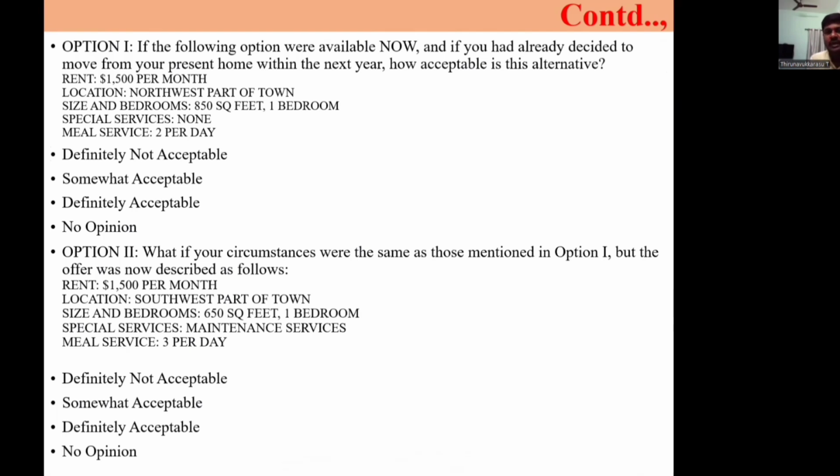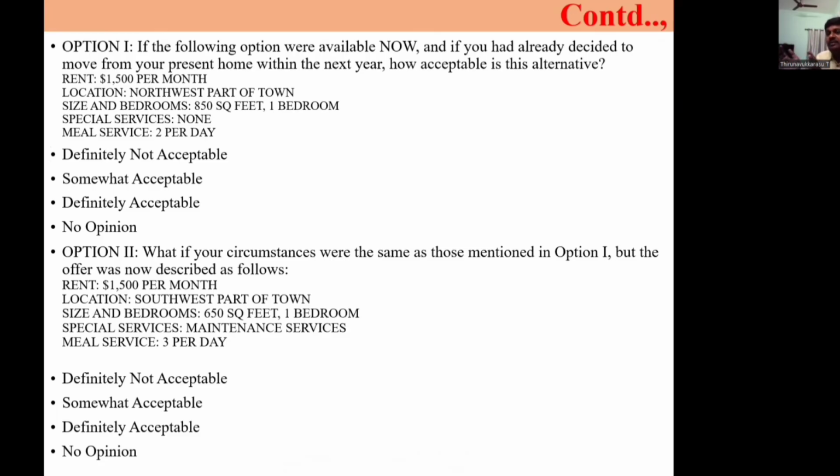Option two, the same $1,500 per month. Location northwest part of the town. Size 650 square feet, one bedroom. Special services provided: maintenance services, and meal service three per day. Compared to option one and two, just think about that. Only two options. Forget the other four options. Just compare these two options. If anyone presents only these two options in front of me, I may decide on option two, because I may get maintenance services and also three meals per day, at the same cost of 1,500 in option one and also in option two.